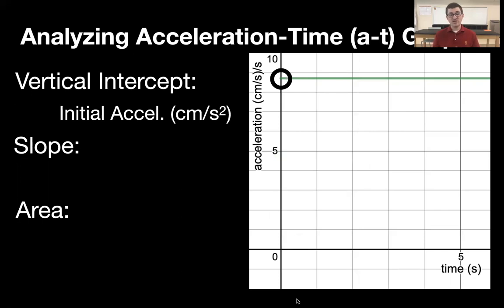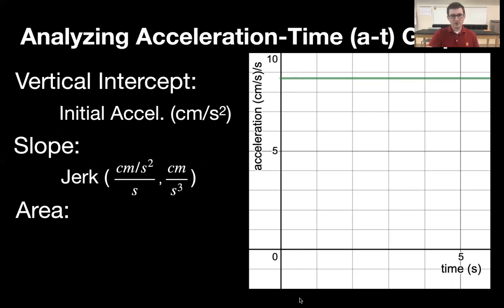And when we do have a changing acceleration, then we might want to look at the slope, which is the rate of change in acceleration with respect to time. The fancy vocabulary word for the rate of change of the acceleration with respect to time is called jerk, or sometimes jolt. But you don't need to know either of those two words for the AP exam. If they ever want you to find the slope of an AT graph, they will ask you, what is the rate of change in acceleration with respect to time? They're not ever going to say, what is the jerk?